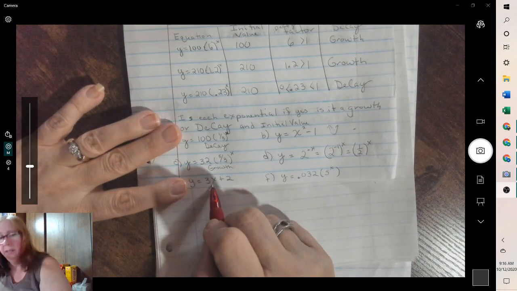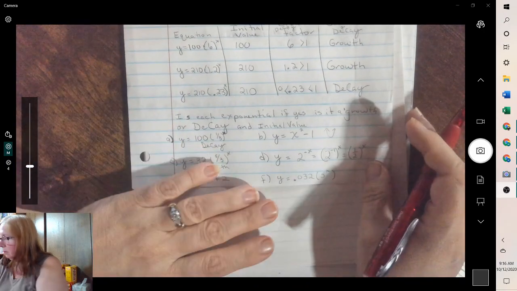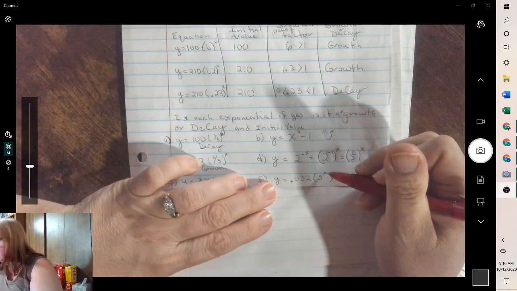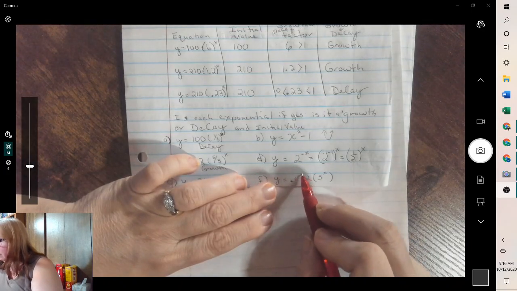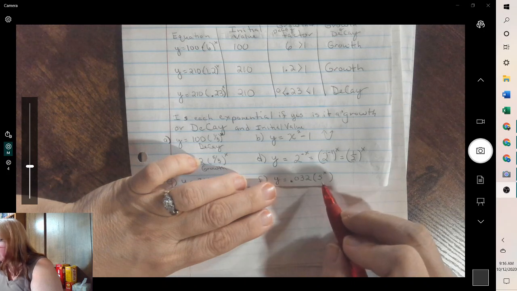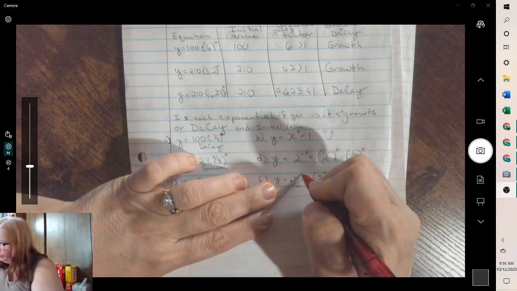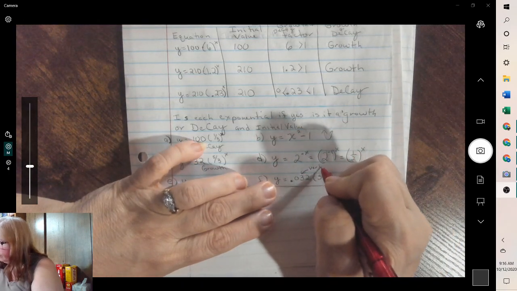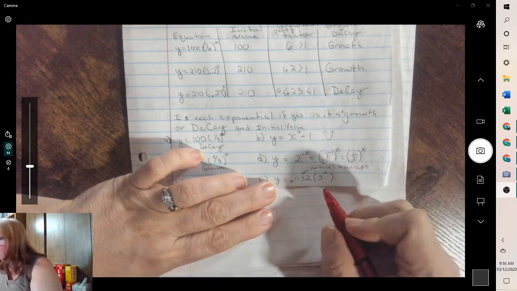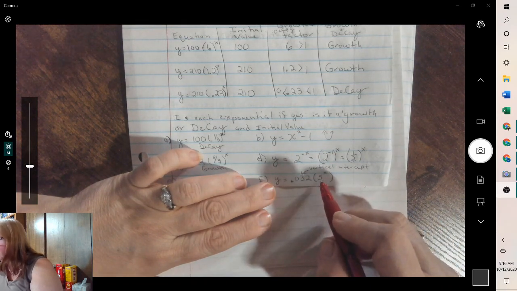This one's just a straight line, mx plus b. This one is exponential because the x is in the exponent. This is the initial amount or the vertical intercept. Five is the factor, and it's greater than 1, so it's a growth factor.